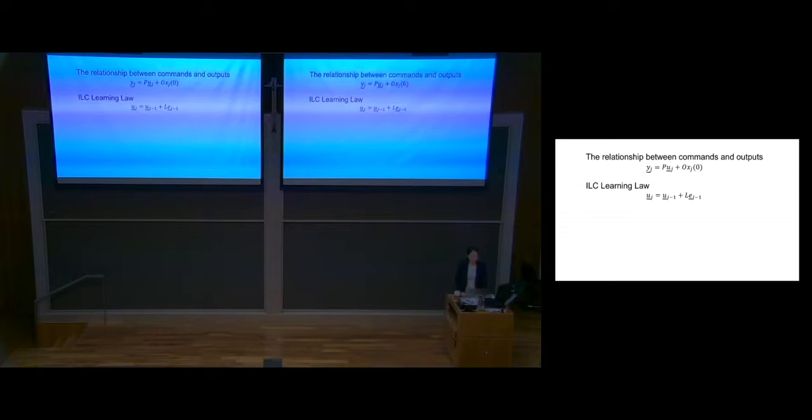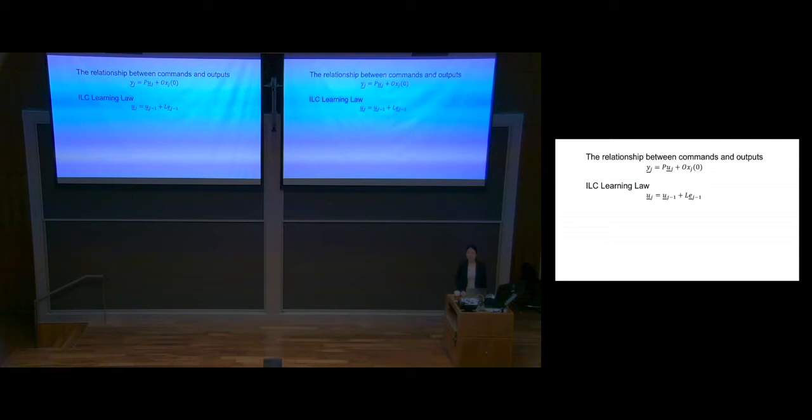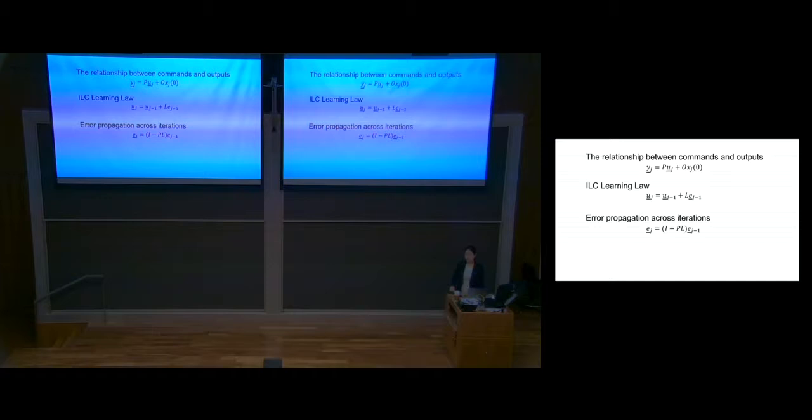u_j, the control commands for the current iteration, equals u_(j-1), the control commands from the previous iteration, plus L, which is the learning matrix that we are going to design, times e_(j-1), the tracking error from the previous iteration that we measured. Suppose we have the same initial conditions for all iterations. The error propagation across iterations becomes e_j, the tracking error of the current iteration, equals I, the identity matrix, minus P, the Toeplitz matrix of the system, times L, the learning law we are going to design, times e_(j-1), the tracking error from the previous iteration.